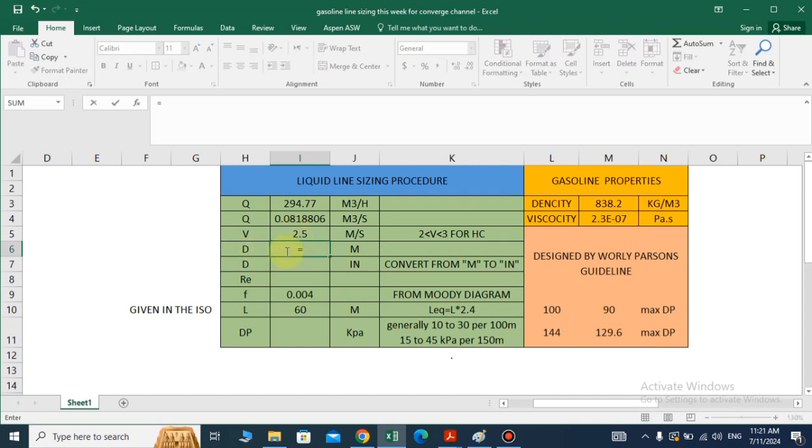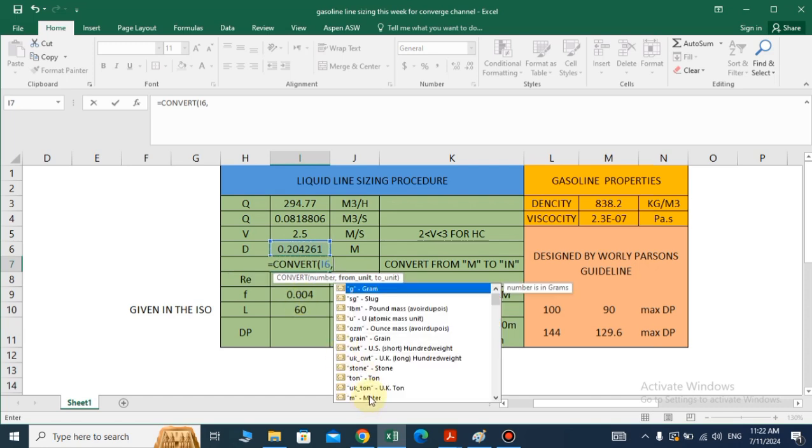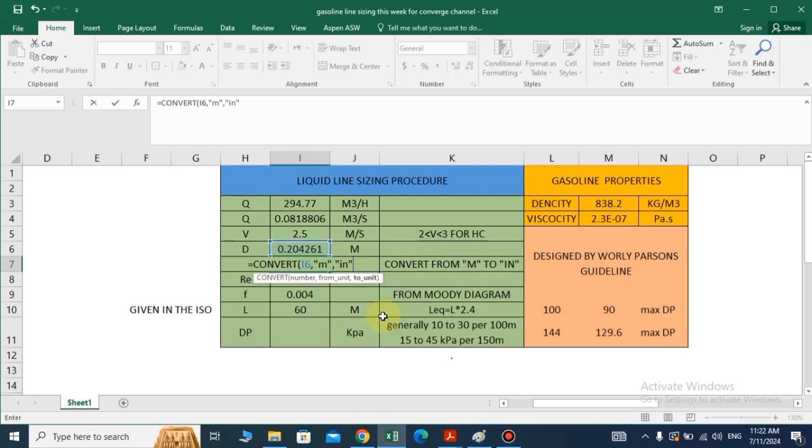For the internal diameter of the pipe, we need to type SQRT, the square root, of 4 multiplied by the flow rate, divided by the velocity, and again divided by the pi number, close up the bracket, and hit enter. So we have the internal diameter of the pipe. We need to change it into the inch unit. Press equal and write the CONVERT command, select the unit you're going to convert from meter into inch, close up the bracket, hit enter. So we have 8 inch for our calculation.